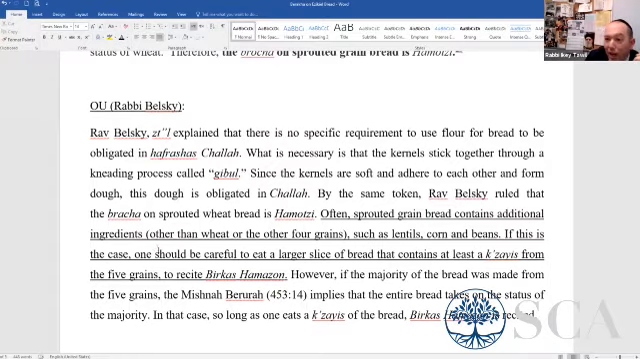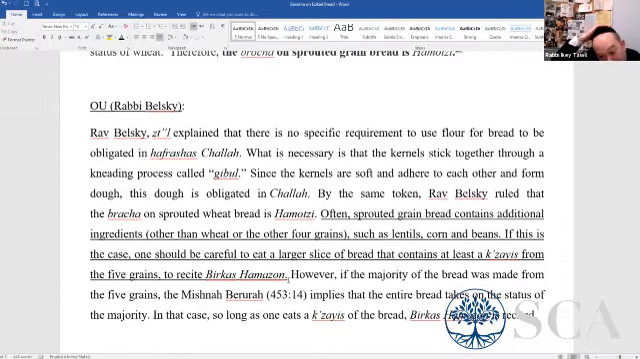So if you look at that, there are sometimes not just sprouted wheat, it'll also have a small portion of actual wheat. Now, the whole mixture is not just from sprouted wheat. So often, sprouted grain bread contains additional ingredients other than wheat or the other four grains, such as lentils, corn, and beans. If this is the case, one should be careful to eat a larger slice of bread that contains at least a kezayit from the five grains to recite Birkat HaMazon.